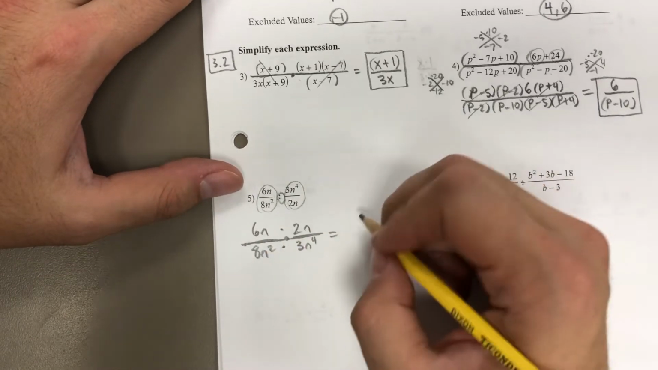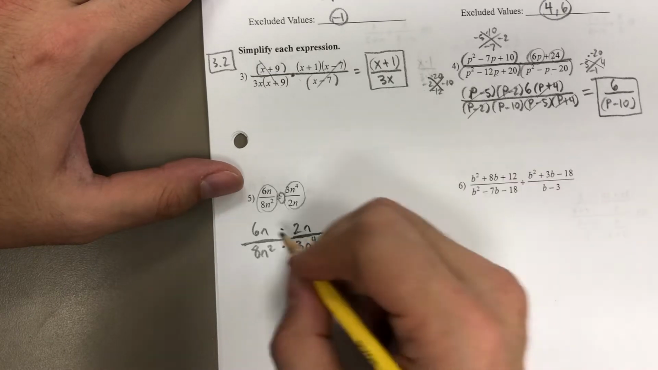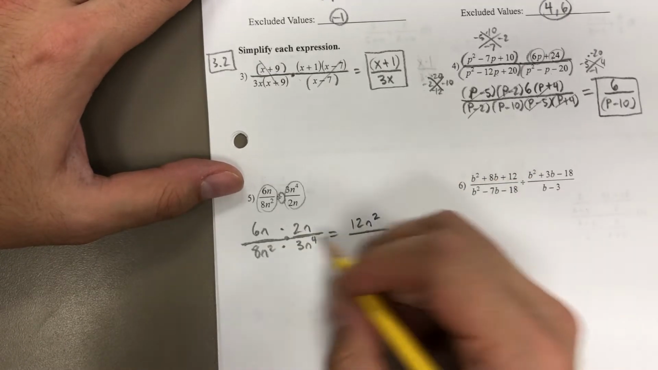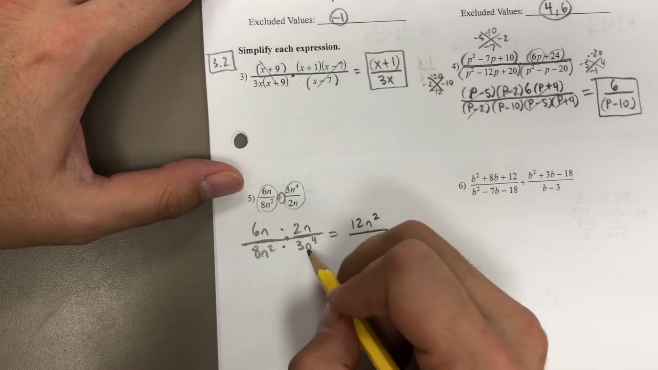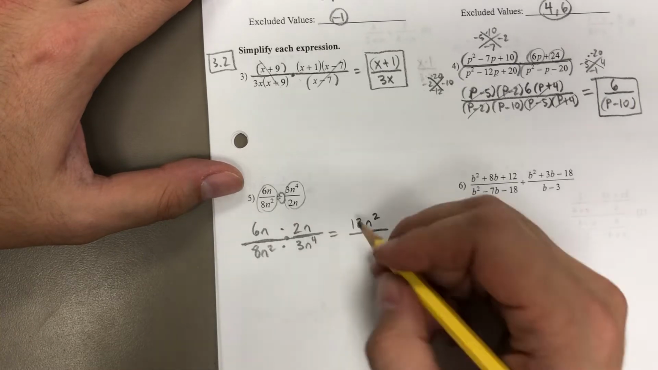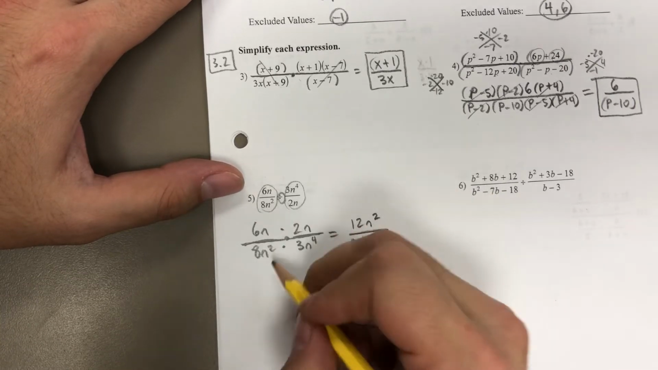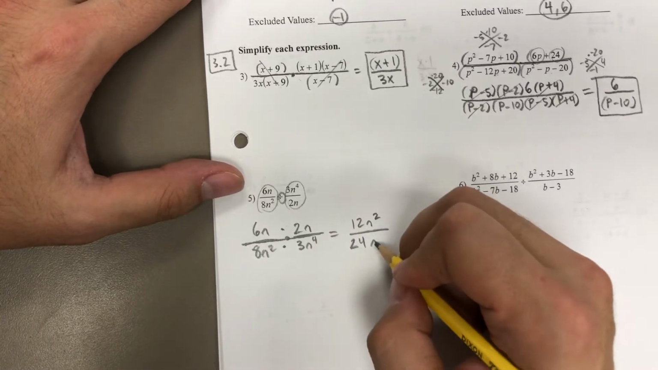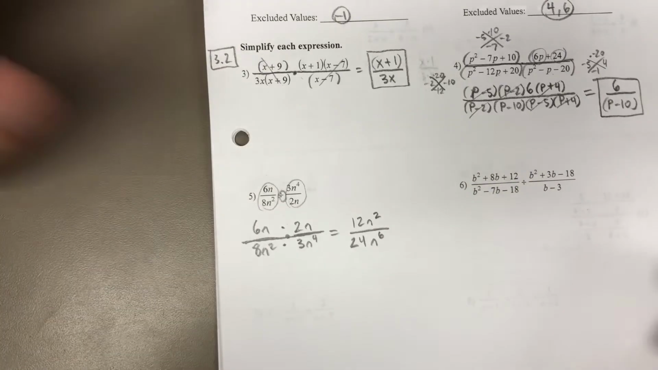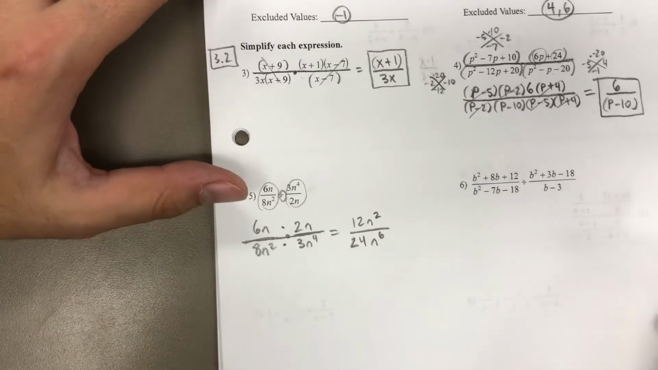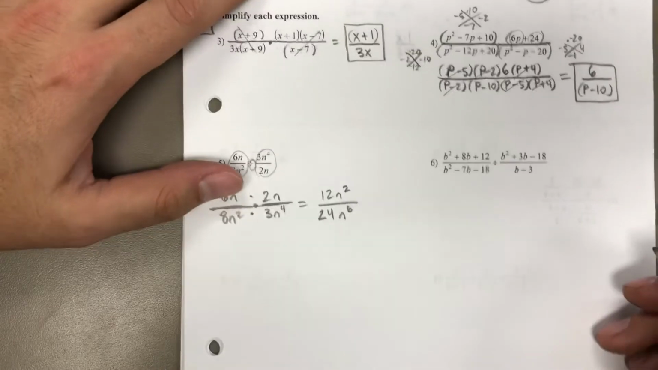6n times 2n is going to be 12n squared, because n times n is n squared. 8n squared times 3n to the fourth is going to be 8 times 3, which is 24. And then n to the second times n to the fourth gives us n to the sixth power. That's just from the exponent rules that we know about. All right, now let's try and simplify this as much as possible.